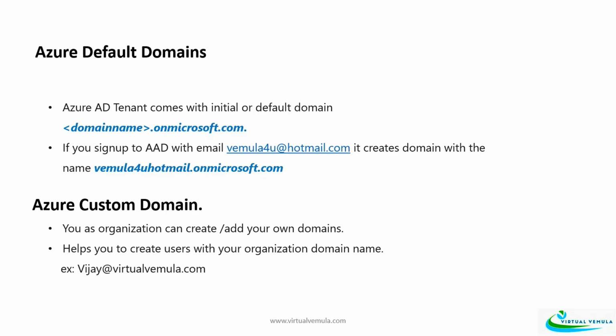your email address .onmicrosoft.com. If I am using, as I have shown in this slide, an email address vemla4u@hotmail.com, then the default domain that gets created when I create a tenant is vemla4u@hotmail.onmicrosoft.com. Which means if I create users and groups using this domain, then the users will be user1@vemla4u@hotmail.onmicrosoft.com and so on.